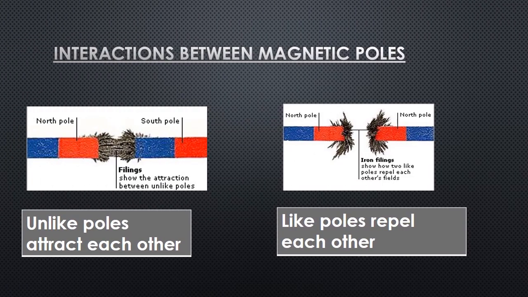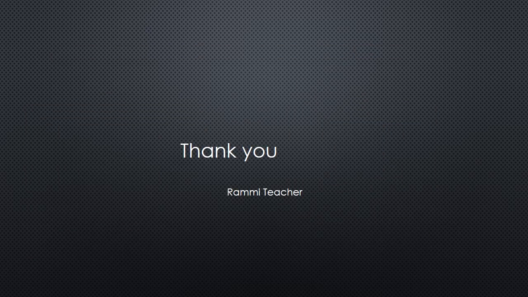There are some interactions between magnetic poles. If we bring two unlike poles or two opposite poles close together, they attract each other. So, attraction is observed between two unlike poles of magnets. If we bring two like poles or two similar poles close together, they move apart. So, repulsion is observed. Thank you.